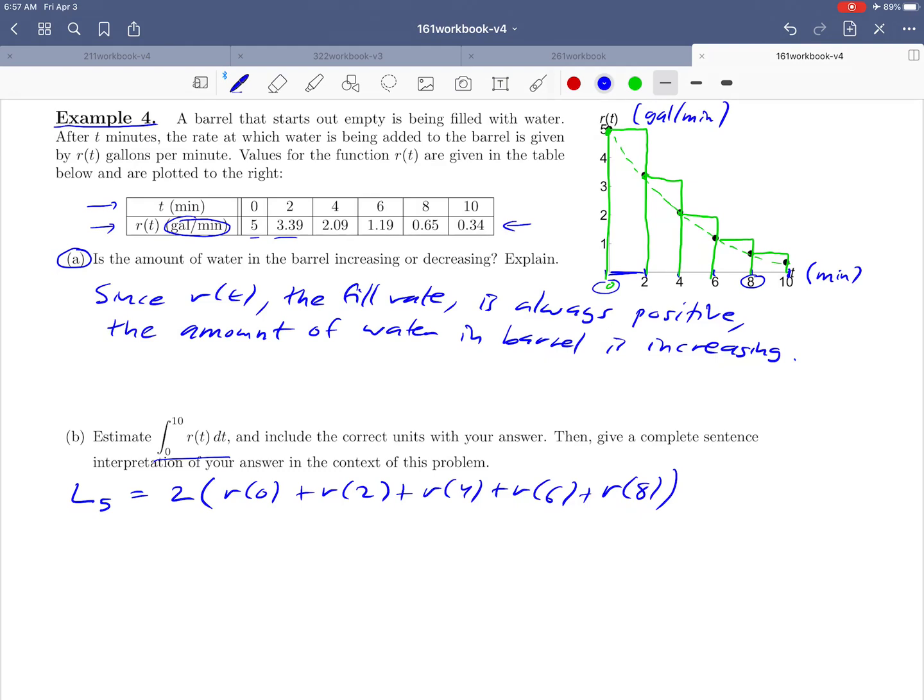How do we get numbers for those function values? Well, for example, r of 0, we can get that from our table. We see that that's 5. So calculating those r's is just reading off numbers from our table, and then r of 2, that would be 3.39, and we just keep going.